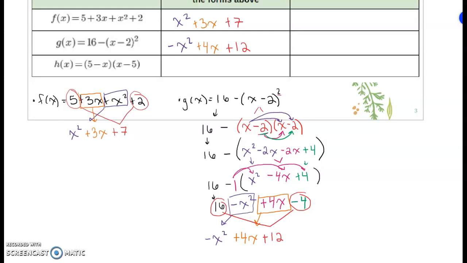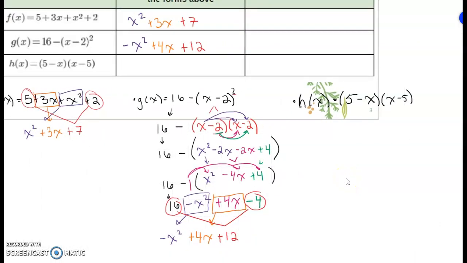Alright, so now let's do the last one here, h. So we're just putting these into standard form. So again, what we're going to do is distribute or FOIL. We're going to take the 5 and multiply by the x. 5 times x is just 5x. And then we take the 5 and multiply it by the negative 5 because we have to make sure we do everything in one parentheses and then the other as well, which would give me a negative 25.